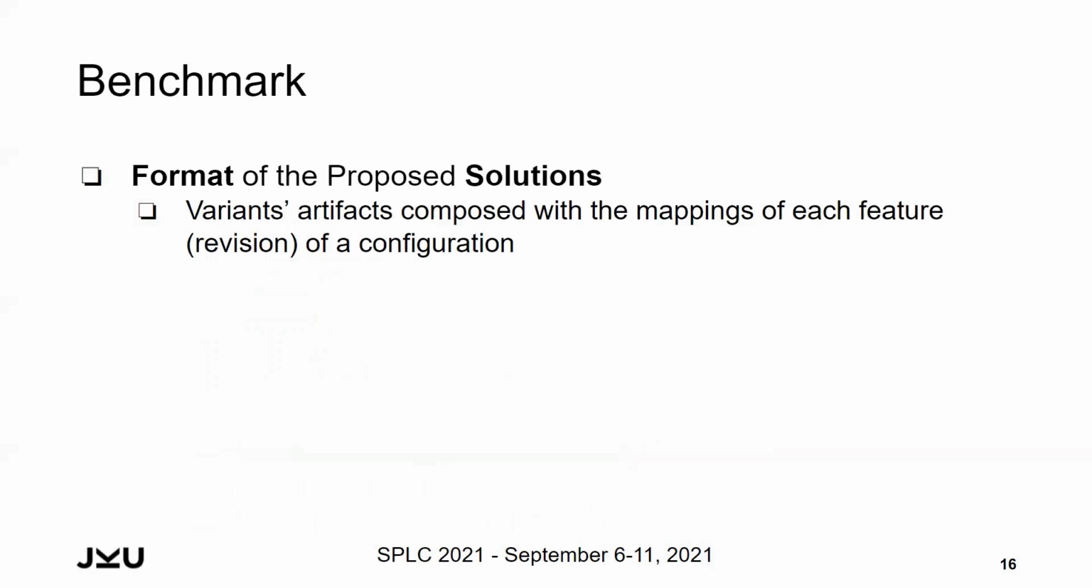Regarding the format of the proposed solutions, the ground truth is composed of a set of variants, and thus the results should be variant artifacts composed with the mappings of each feature or feature revision to the configuration. This allows for multiple valid traces. Additionally, we expect the result files from the matrix computed, which we will explain next.